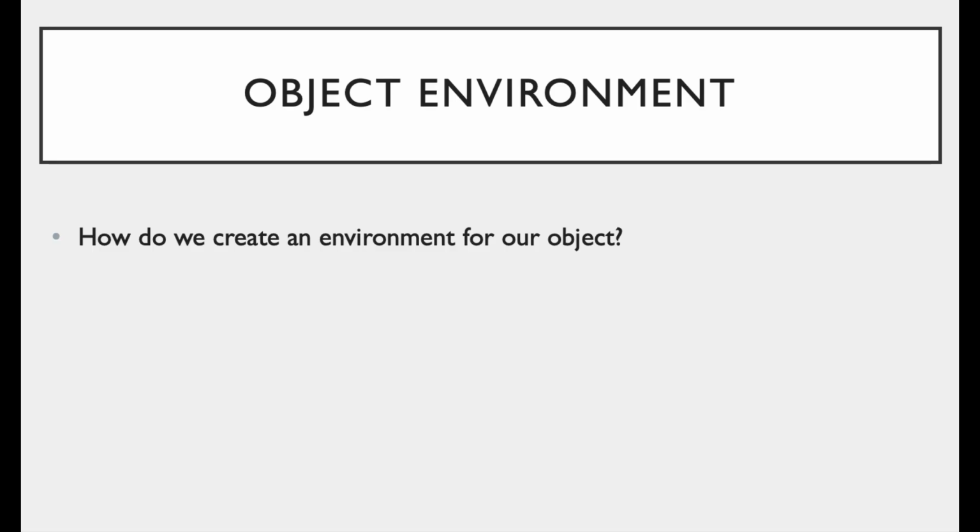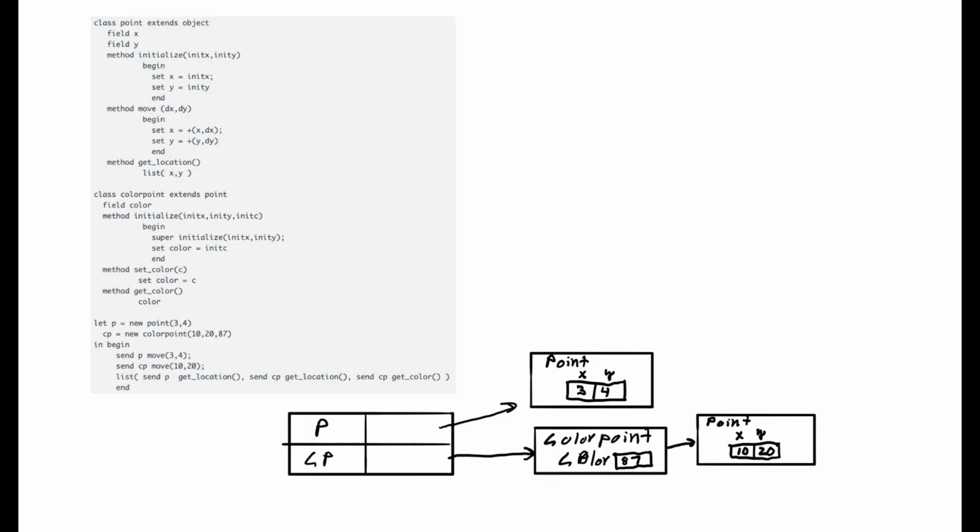The last thing we'll cover in this class is how do we create the environment for an object. When we call a method on an object, we have to take all of the member variables and make them available in our environment so that they can access it. To see how class environments are created, I've created a little sample program here where we have one class called point who has an x and a y field, and we can move the point and figure out where it is, and then a class color point that extends point, and it basically just adds a color onto the point and to be able to set and get the color.